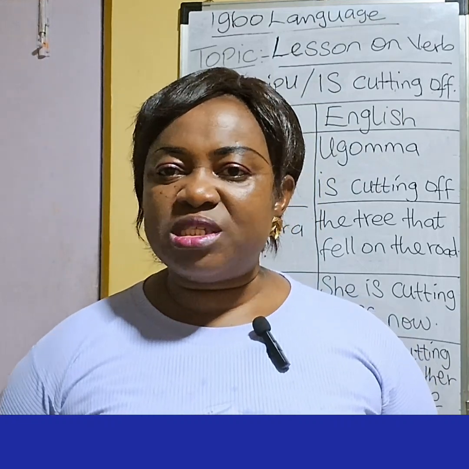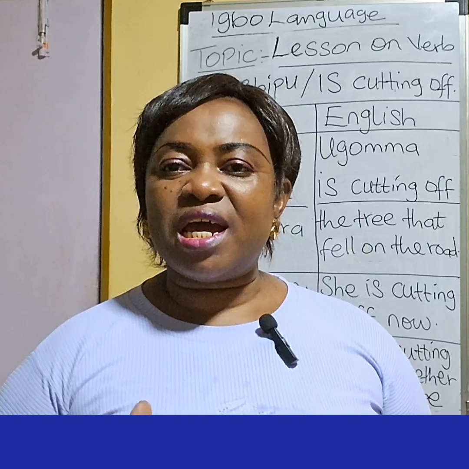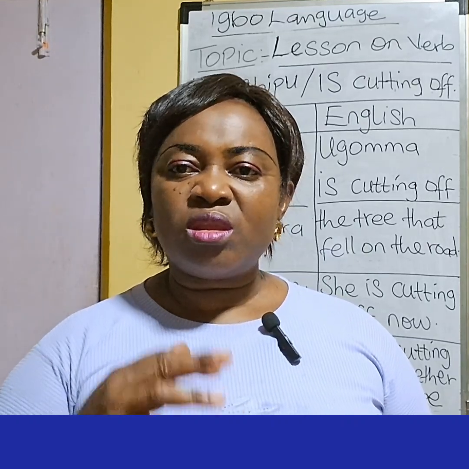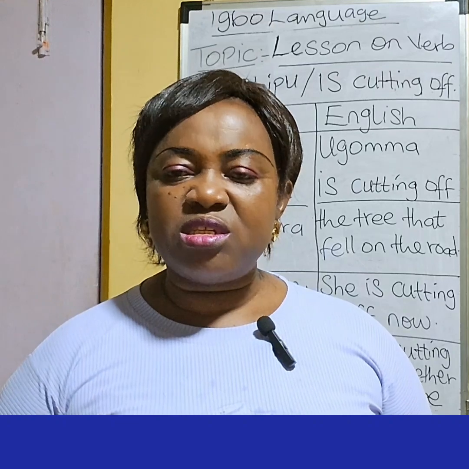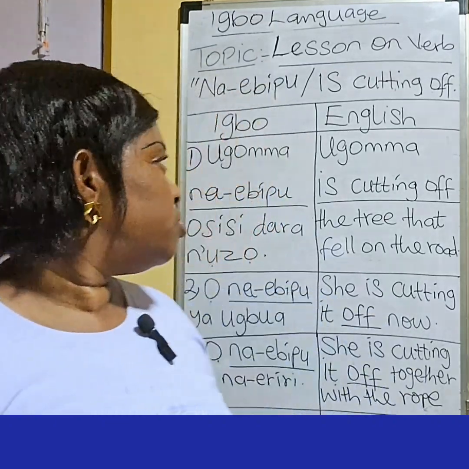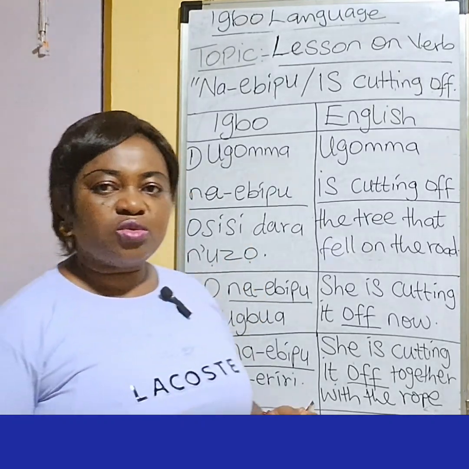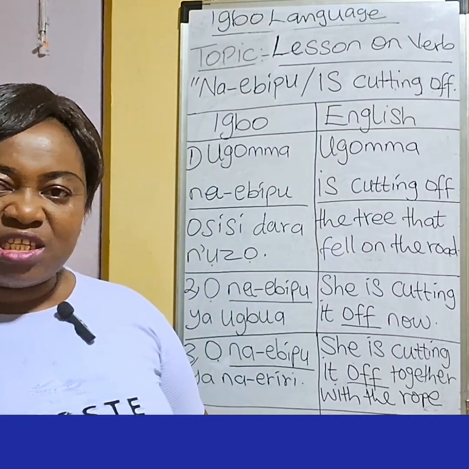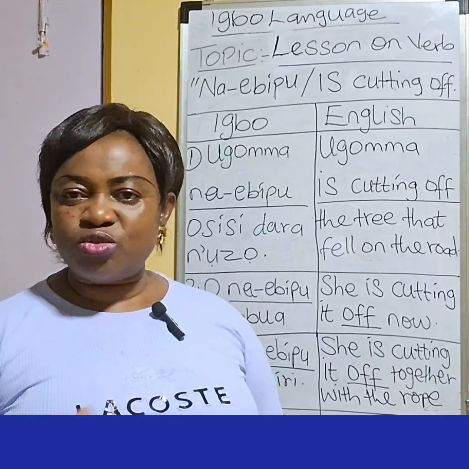Remember, our topic says na ebipu is cutting off. When you hear na a or na e, it means a verb in present tense. When you watch the person, he or she is doing that task. So, as you can see here, if you want to make a sentence in Igbo, you can use one thing and make your sentences throughout.